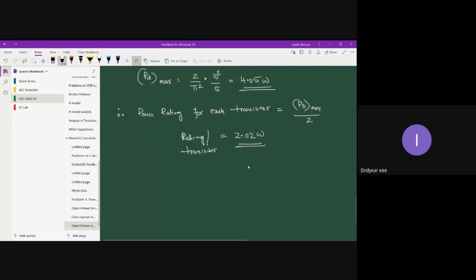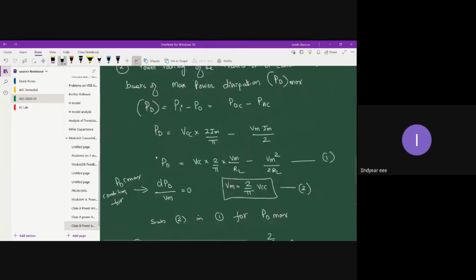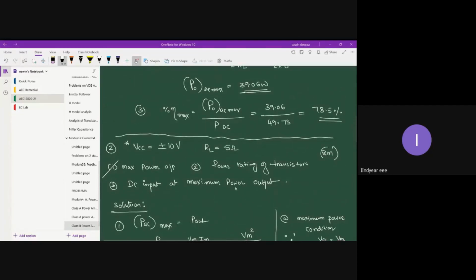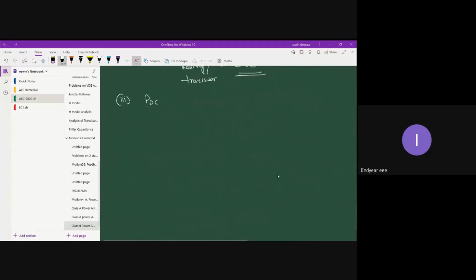So that's the second part. Okay. Third part. In the third part, you were supposed to find PDC for maximum efficiency, I think. Yeah, PDC, that is DC input at maximum power output. Okay. So PDC for maximum power output. So pretty simple.